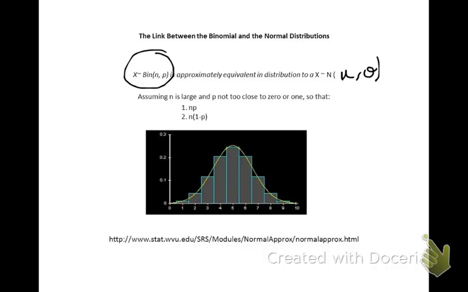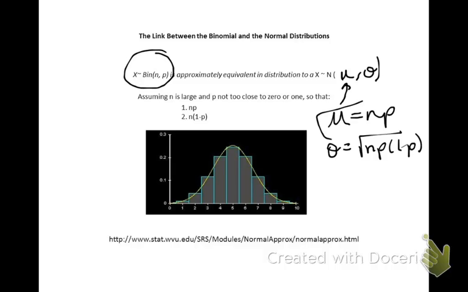We know that for the binomial distribution, the average mu is n times p. So you'll use this formula to find mu. And we know that sigma is the square root of n times p times 1 minus p. And this is the formula that you'll use to get the standard deviation.